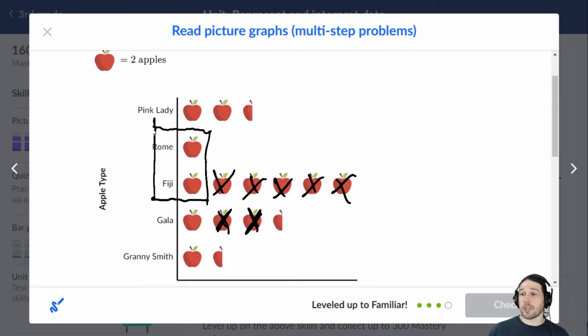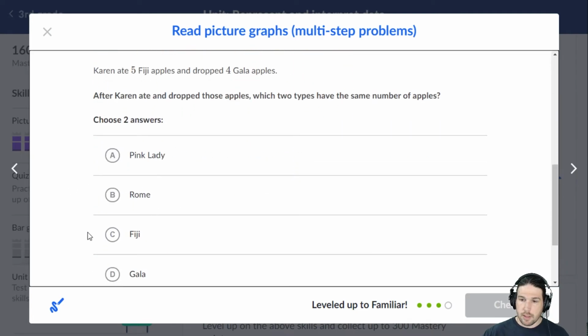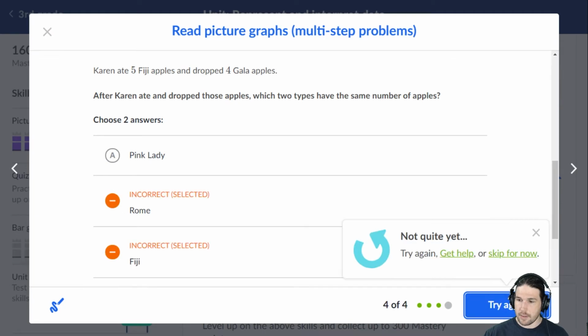Sometimes visuals are necessary. I don't know that I would have been able to parse that whole thing without actually crossing out the apples. I think that's probably the best way to handle this. This could have been a very, very confusing problem. So yeah, definitely be careful with problems like this. It is Fiji and Rome that have the same after that.